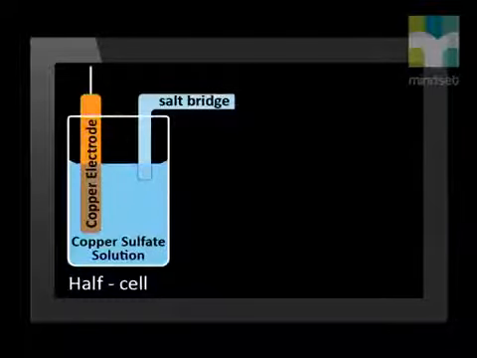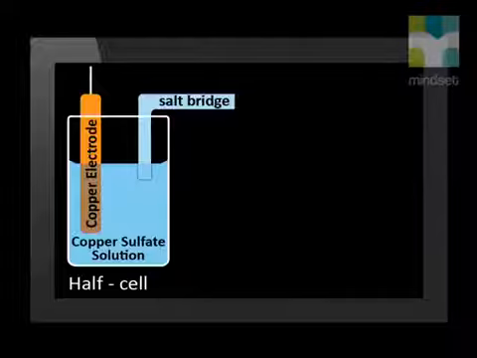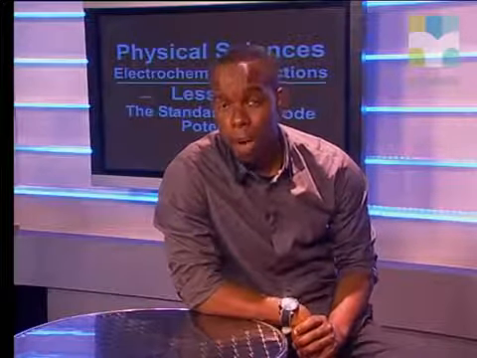The electrode potential of a single half cell cannot be measured. The electrode potential can only be measured relative to another electrode. For this reason, a standard electrode is chosen against which other half-cell electrode potentials can be measured. Simbulelo will tell us now how we can find the electrode potentials of different half cells with the use of the standard hydrogen half-cell electrode.